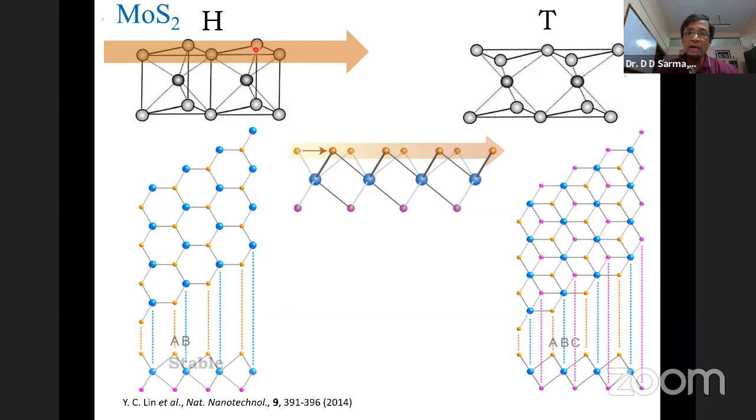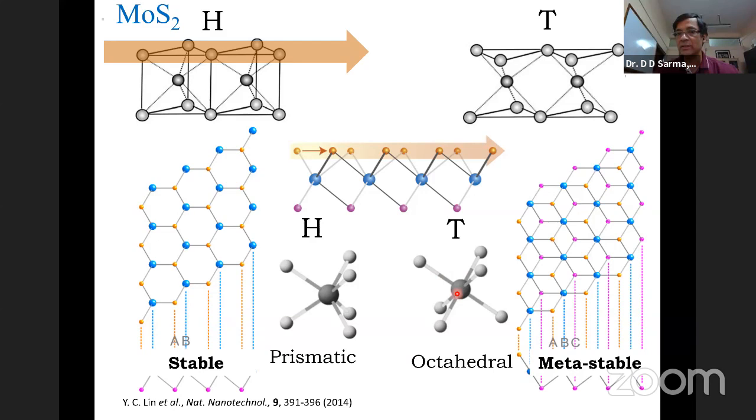I've already said this is the stable structure and this is the metastable structure. They are distinguished by the fact this is prismatic and this is octahedral structure. I have said this is a large band gap semiconductor or an insulator. And this I say it is a metal. Why did I say that? Can I understand that on the basis of just the structural considerations?